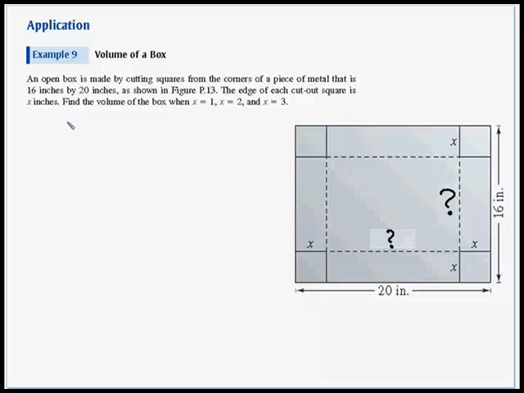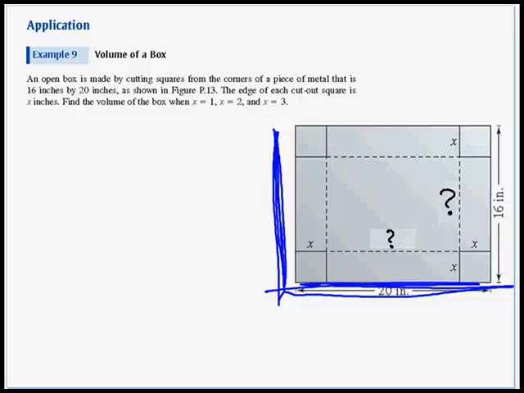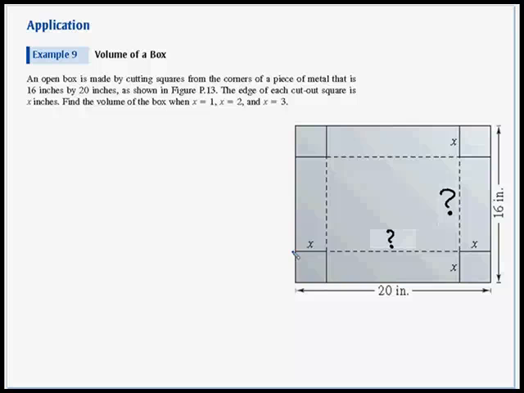Now here's a little application, and this is kind of a lead into some stuff we do in calculus. We're finding the volume of a box. We got an open box, and it's made by cutting squares from the corners of a piece of metal that is 16 by 20. So the sides of this sheet of metal are set in stone. This is 16 inches, this is 20 inches. What changes is the size of these corners we cut out.